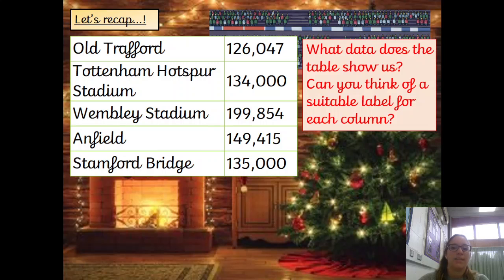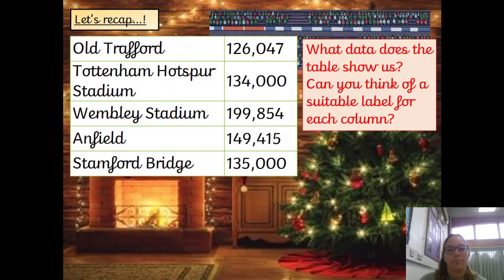Okay, let's look at this table then. What data does the table show us? It hasn't got labels again, but we know that down the left-hand side, if you're a football fan, you might recognise some of these stadiums. We've got Old Trafford, Tottenham Hotspur Stadium, Wembley Stadium, Anfield and Stamford Bridge. Now down the right hand side you've got some numbers. So I wonder if you could think of a suitable label for each column.